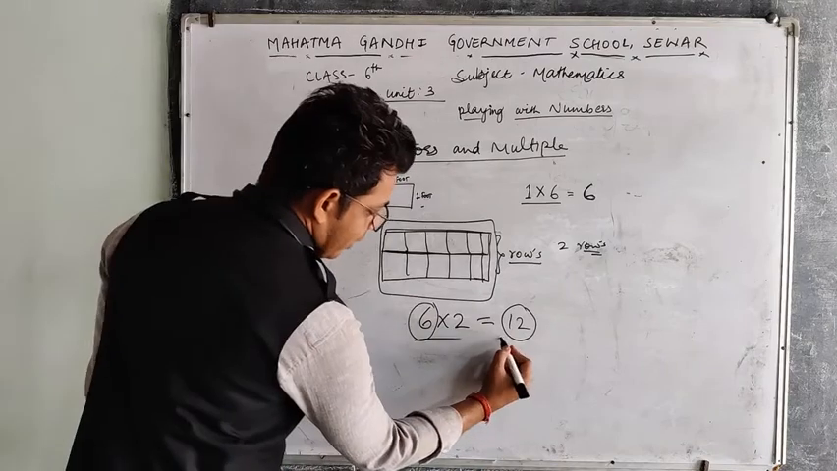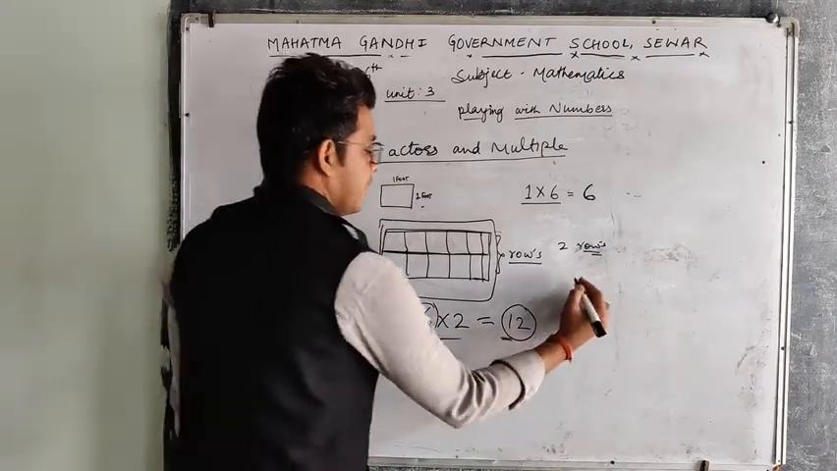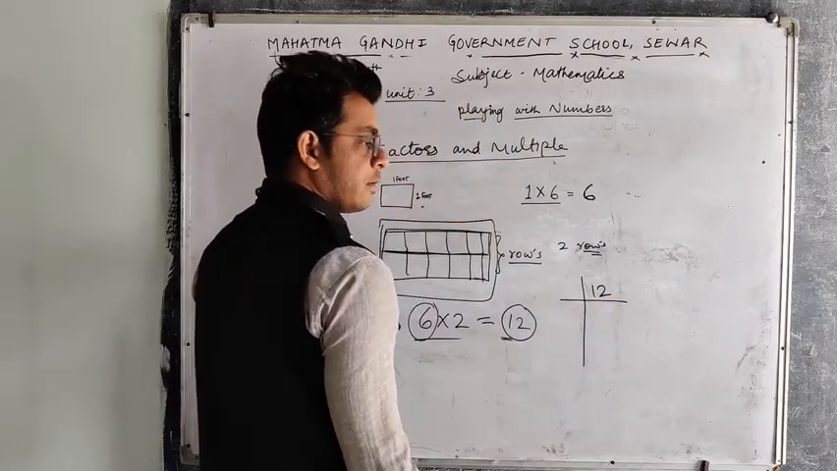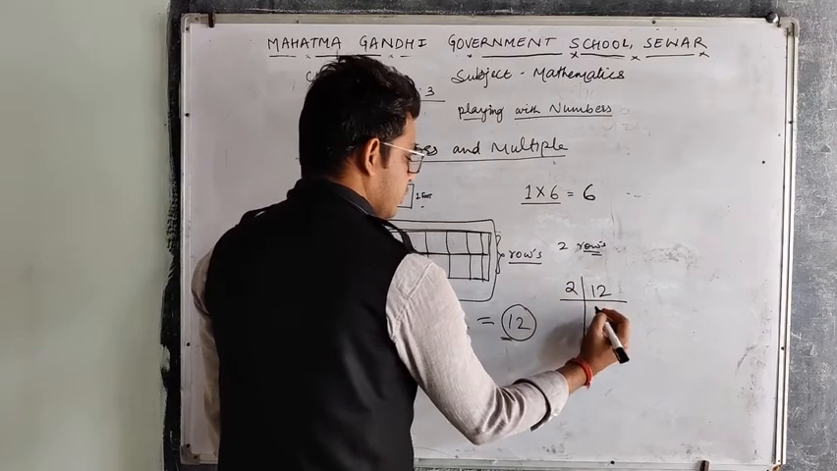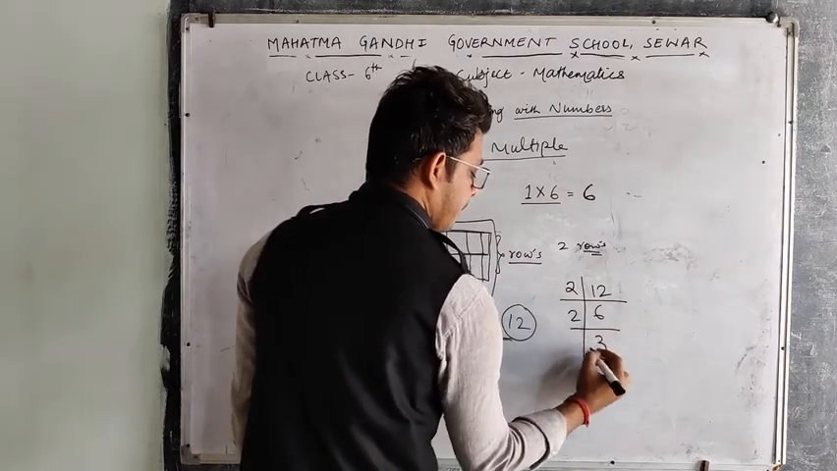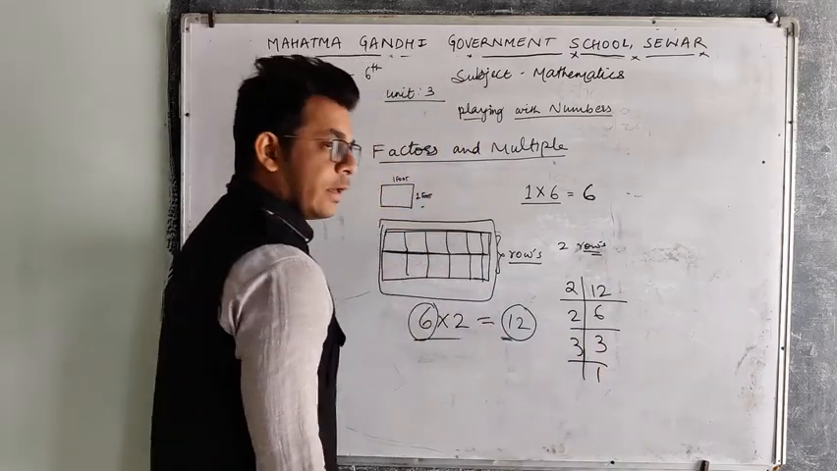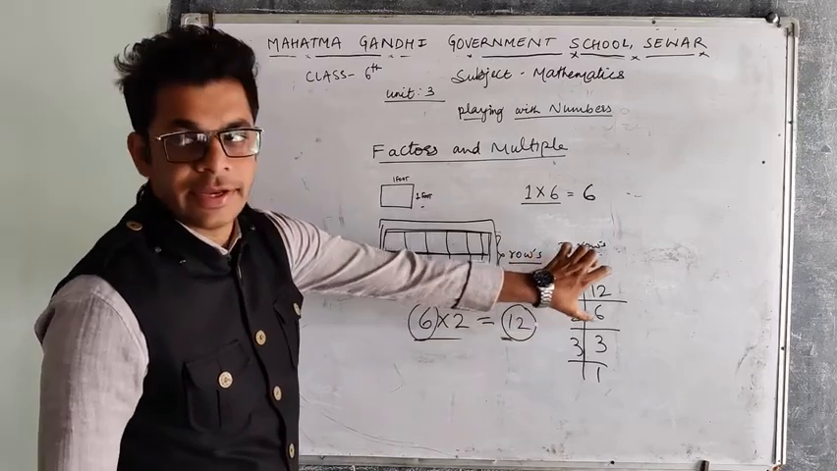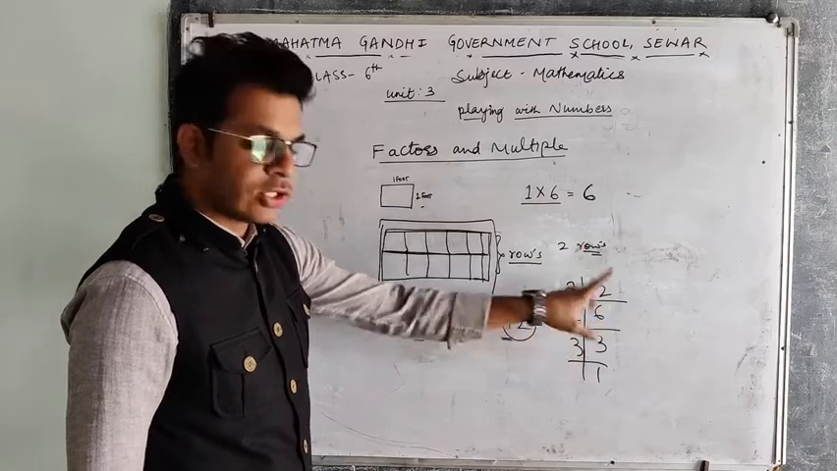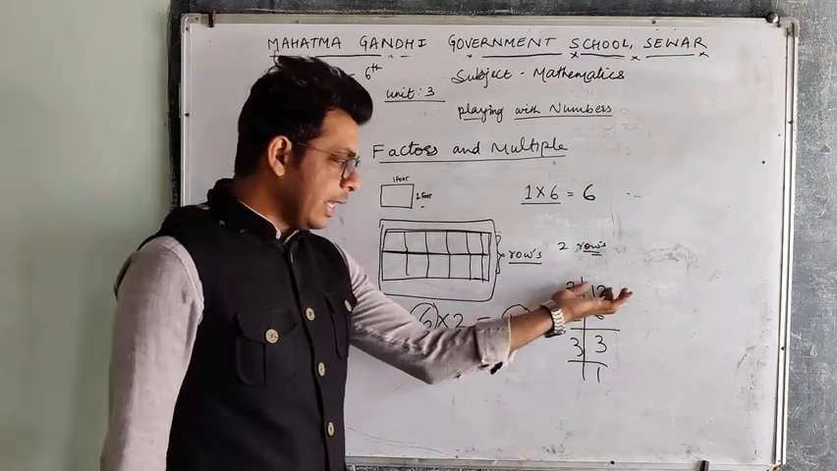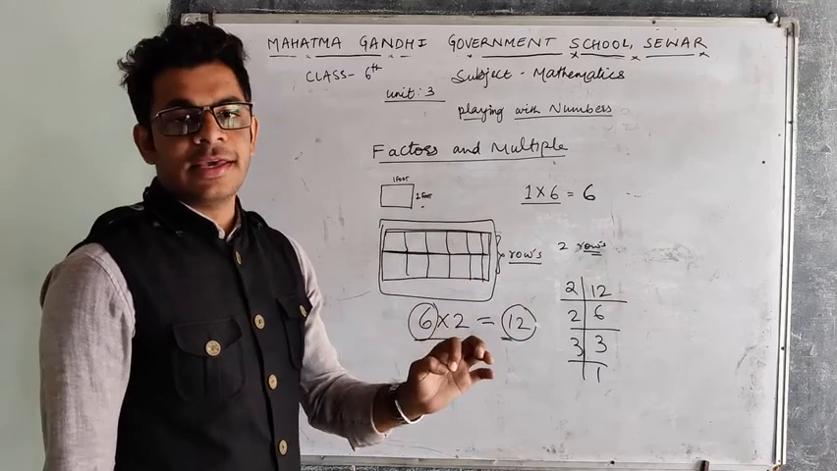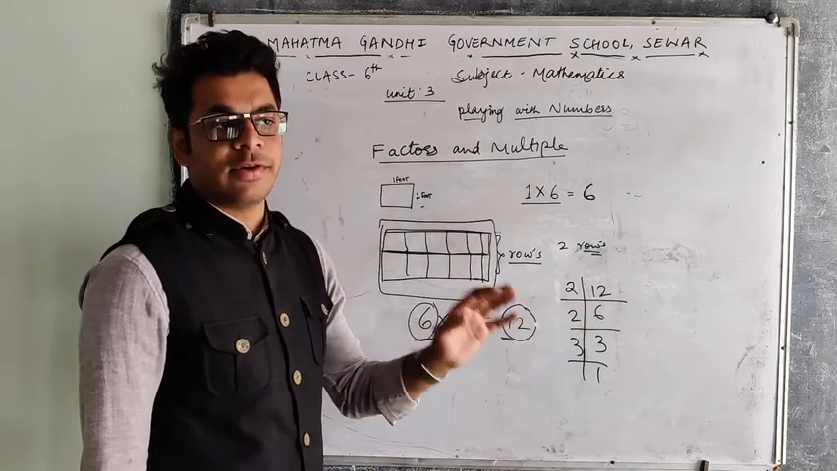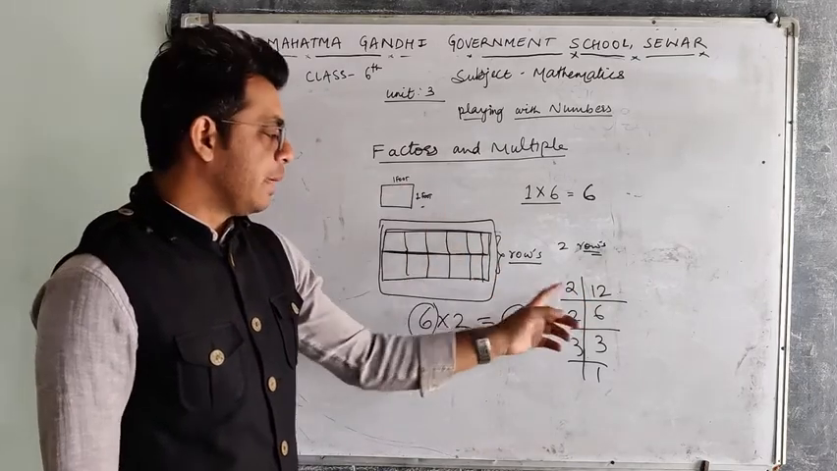If I write what is a factor? If I write 12 and divide it by 2, it means whatever numbers came in this row are factors of 12, and 6 is also a factor of 12. It means any number which divides another number completely is a factor of that number. But there are certain conditions of being a factor.